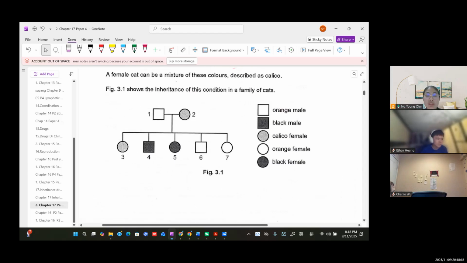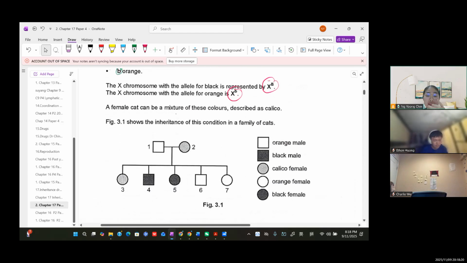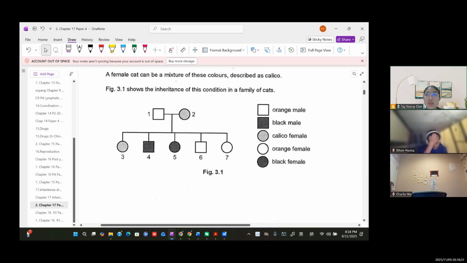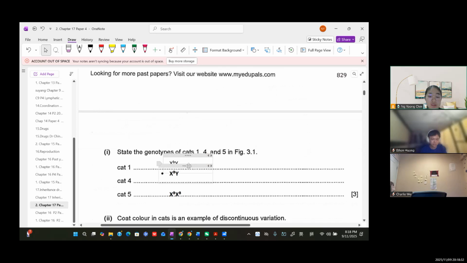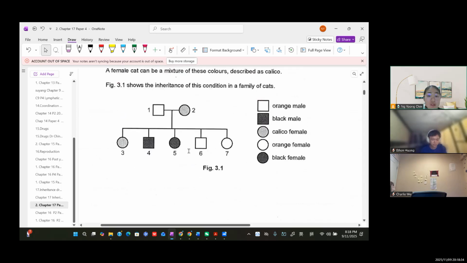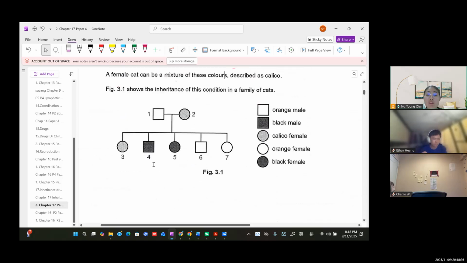And then one thing is, when you talk about this sex-linked gene, usually they will only affect the male. Female is not really affected. Okay, later I'll show you. But then you should start to write the genotype. Okay, 1, 4, and 5. So you know about 4 and 5, right? 4 and 5 are affected.